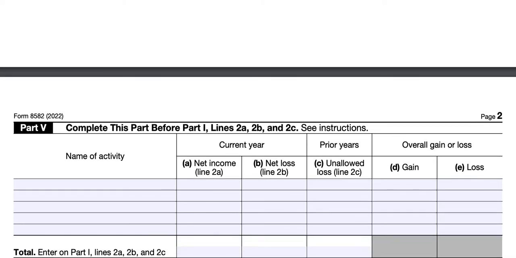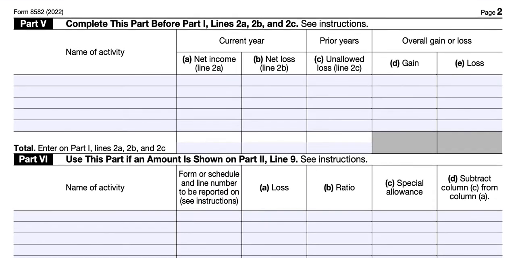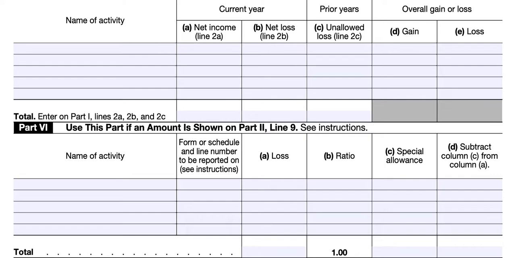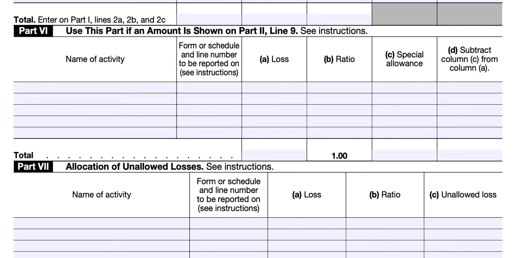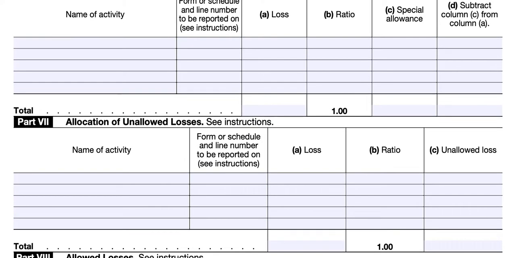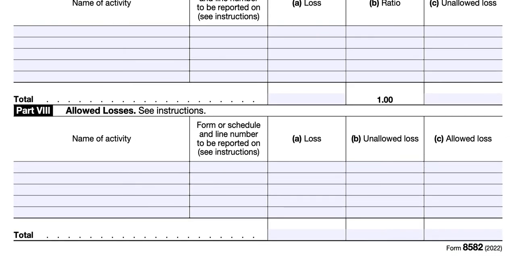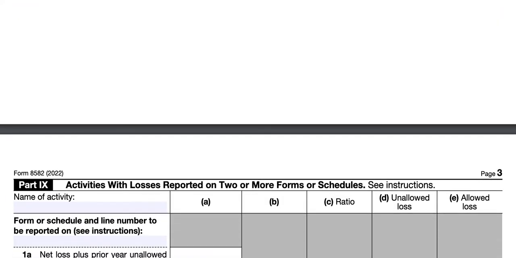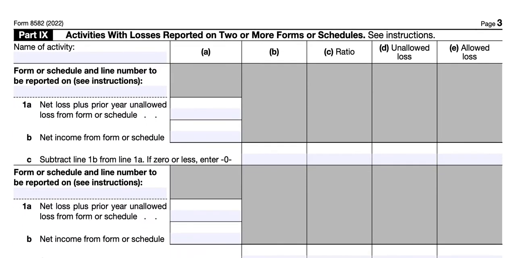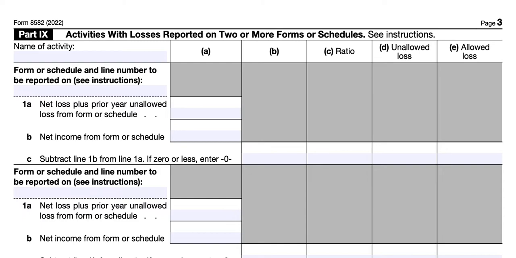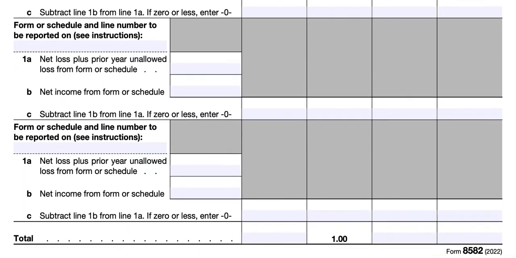On page 2, Part 5 is required to be completed before Part 1, lines 2A, 2B, and 2C. Part 6, if Part 2, line 9 contains an amount, we'll go through Part 6. Part 7 contains allocation of unallowed losses. Part 8 contains allowed losses. Part 9 contains activities with losses reported on 2 or more forms or schedules.